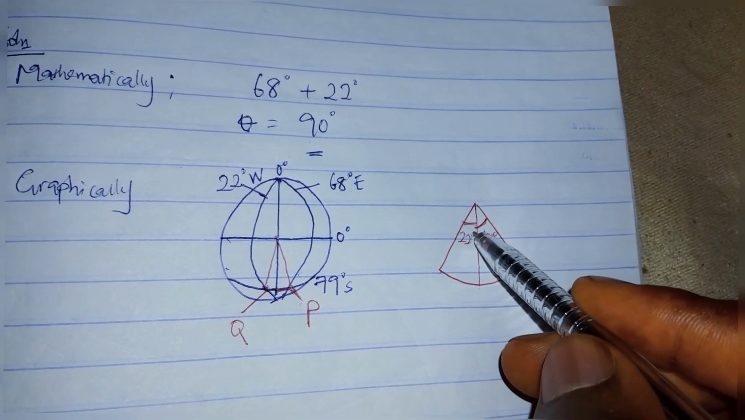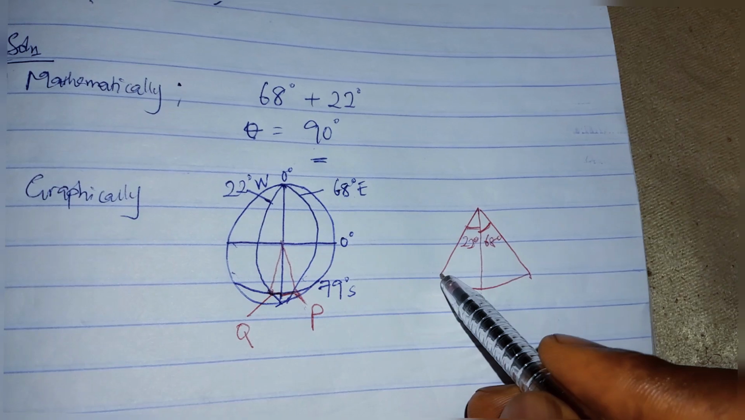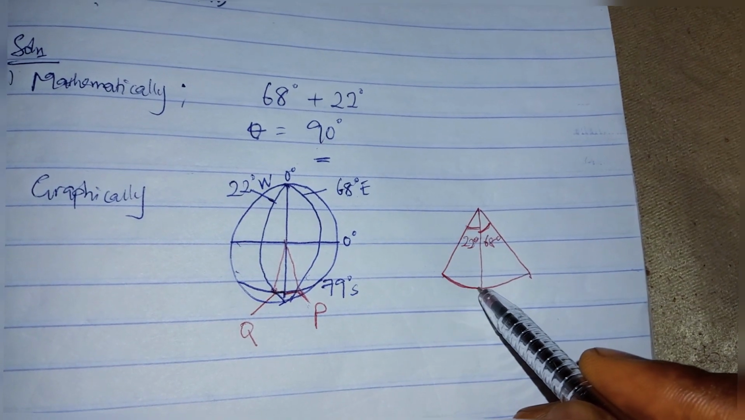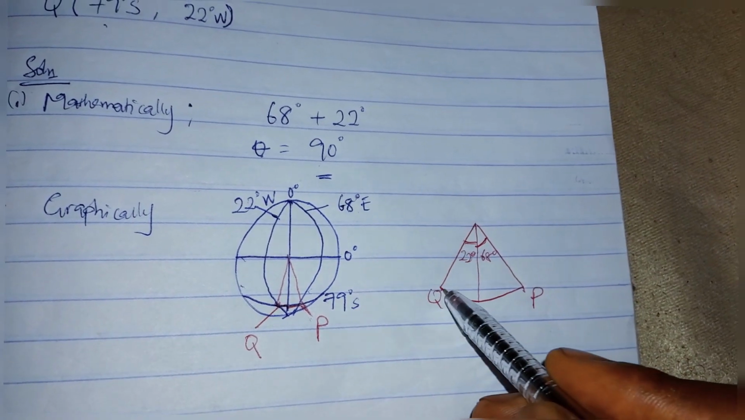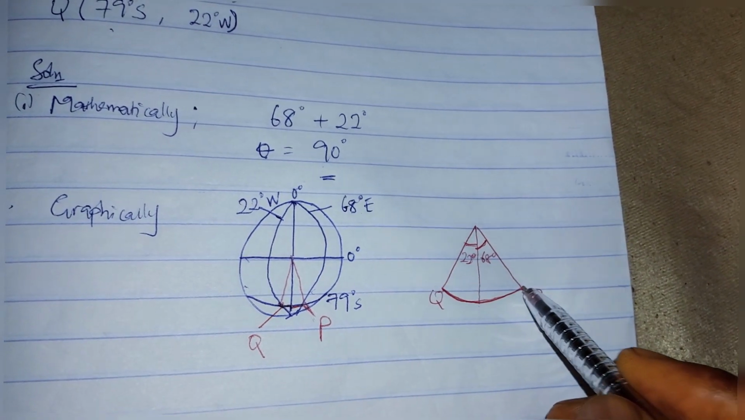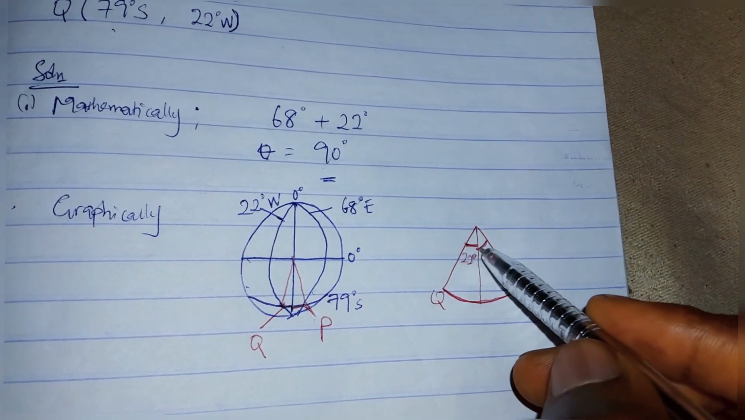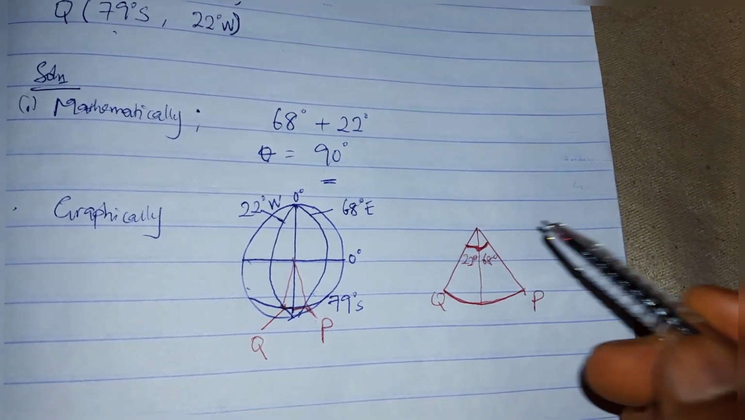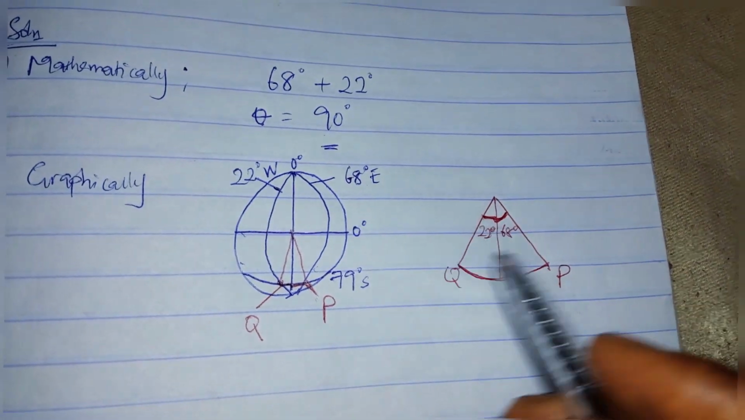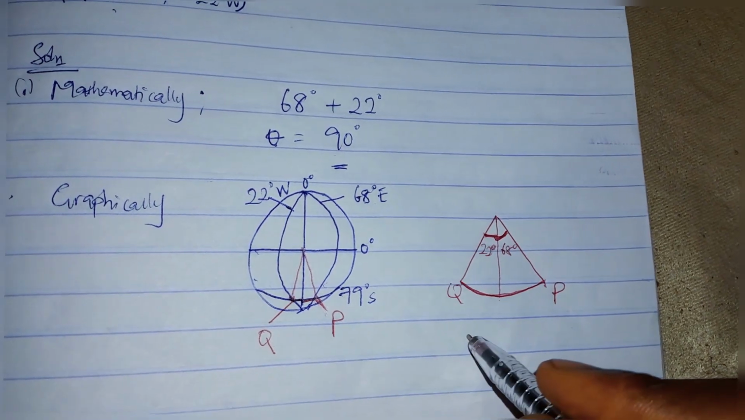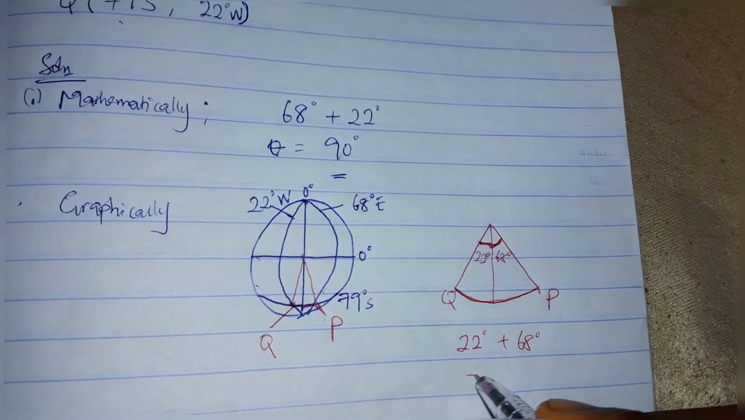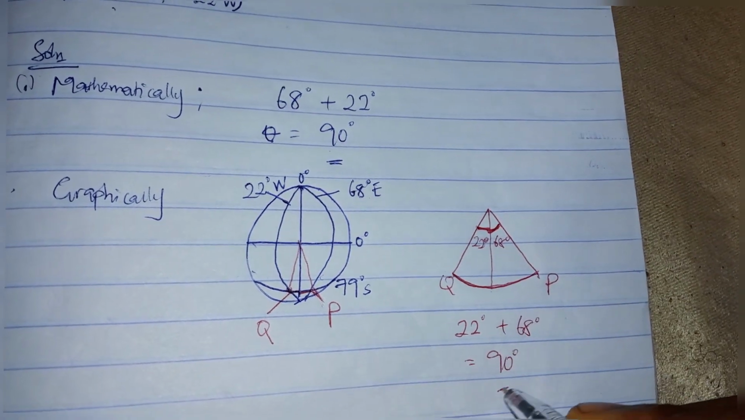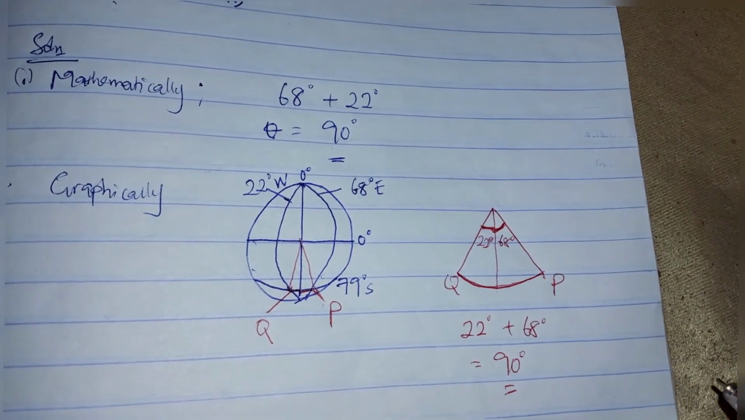22 degrees. Now, if I'm to calculate the distance between P and Q, it means I'm calculating it from this point to this point. If it's from this point to this point, it means I'm going to calculate from this point also to this point. Now, what would that be? That becomes addition. Automatically, I'm going to have that what? 22 plus what? 68 degrees, and that's what? 90 degrees. As simple as that.